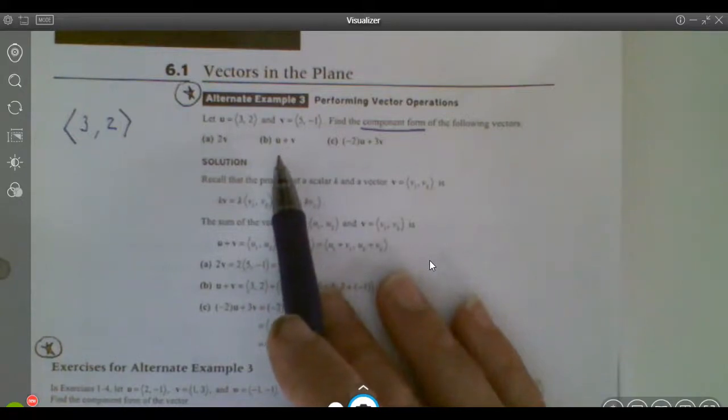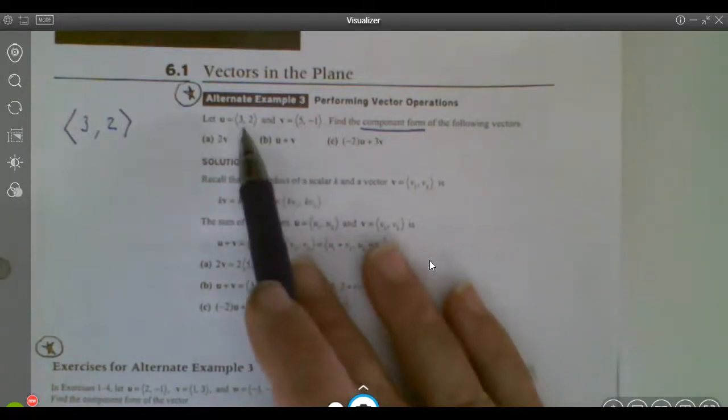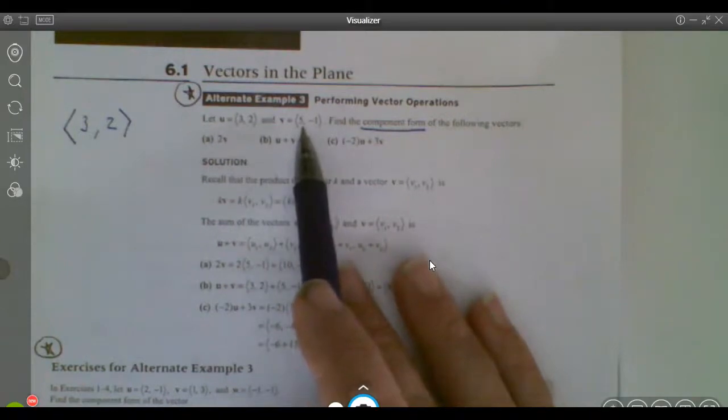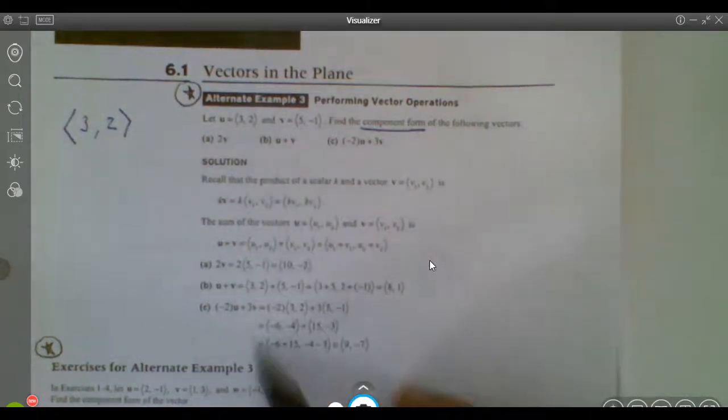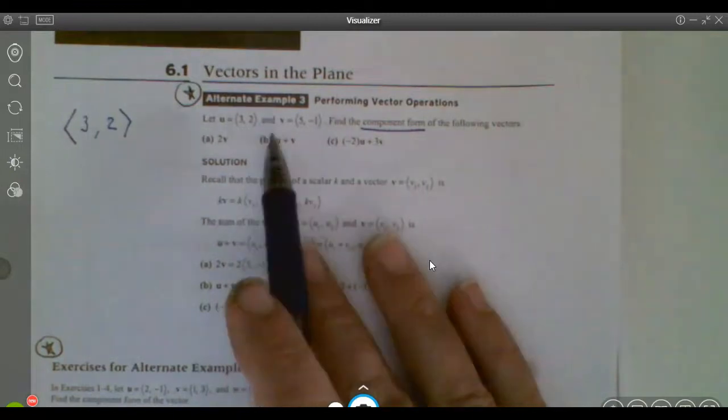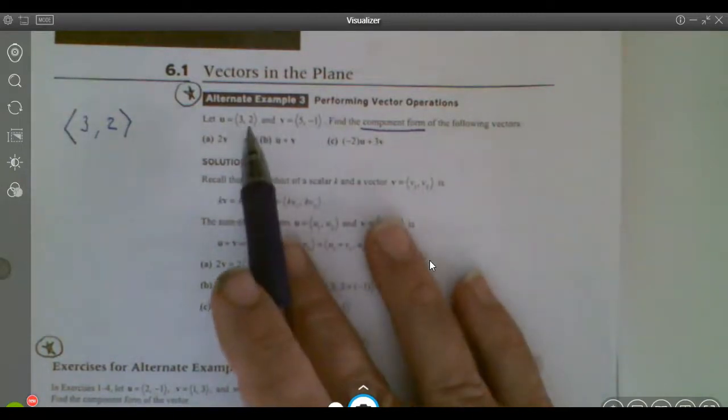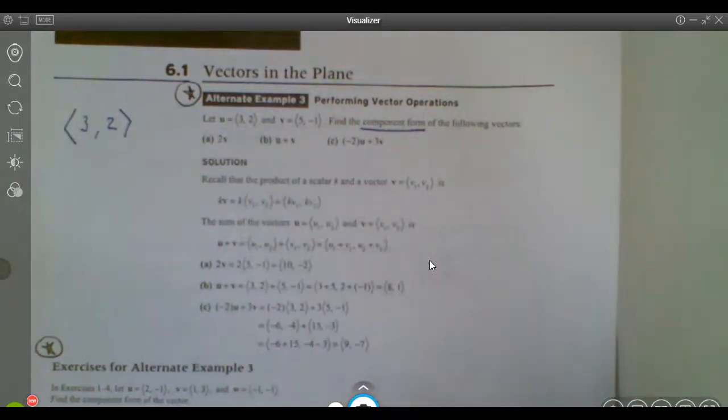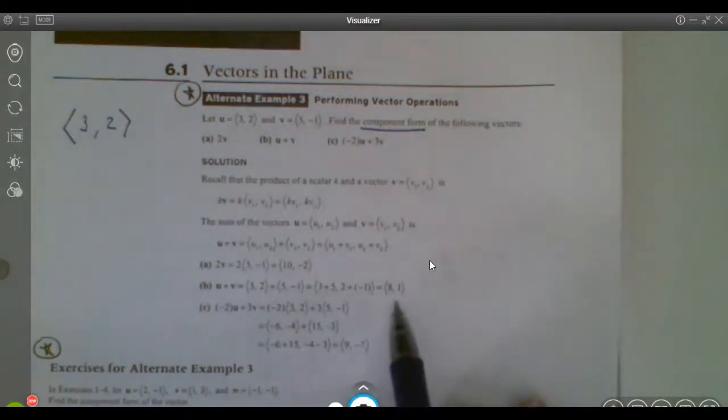We can add vectors together by simply adding their components together. So if I wanted to do u plus v, I would add up the x components, 3 plus 5, to get the new x component. We would add the y components, 2 plus negative 1, in order to get our new y component. So it looks like this.